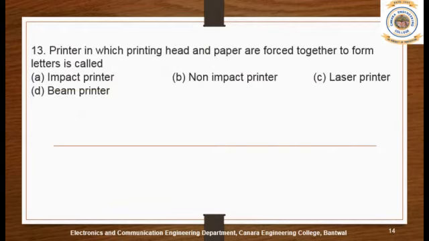Then, the printer in which the printing head and paper are forced together to form letters. That is normally a laser printer. The options are impact printer, beam printer, or non-impact printer. So a laser printer is the printer normally used in this process.